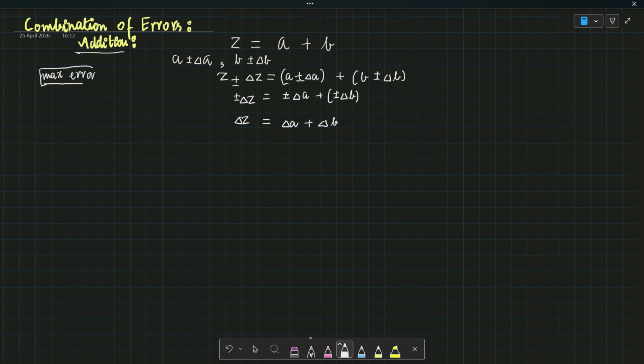So whenever you are in doubt about the plus minus signs, always take the plus sign and add them. I mean, simply take the maximum value. So in case of addition, the errors of the two physical quantities A and B get added up. So this is the relationship. In case of addition, errors are simply added up. So now we'll see what will happen in case of subtraction.